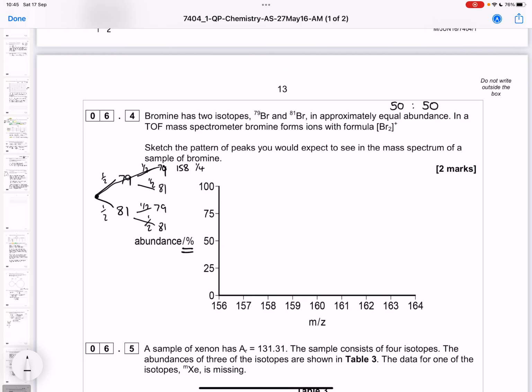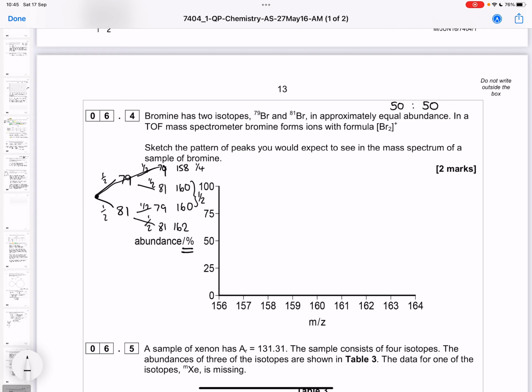because it's a half times a half. If we follow each path, a quarter ends up in each direction, but 79 add 81 is 160. 81 add 79 is also 160, so a half of the sample ends up weighing 160, and then a quarter ends up weighing 81 add 81, 162.